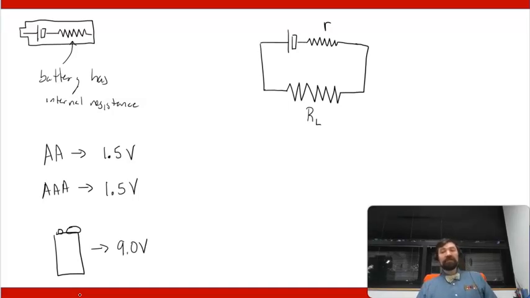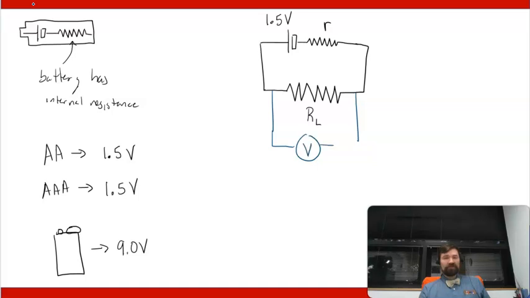Okay, so let's say that you pick one of these batteries and it says 1.5 volts. You connect it to your load resistance. You take out a voltmeter, you put it across your load resistance like so, and you measure how much voltage is there on this load resistance. What are you going to measure? Take a moment to think about it. Maybe pause the video, think about it, and then come back with your answer.